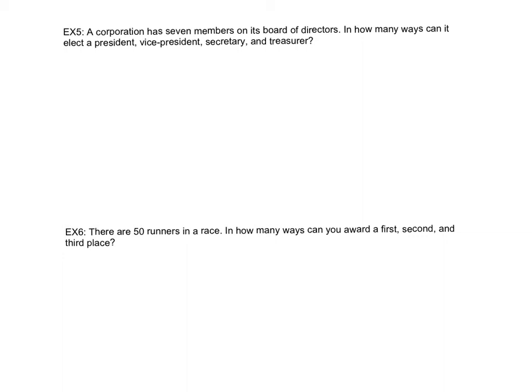But here, I have 7 total members, so n is 7. And I'm choosing a president, vice president, secretary, and treasurer. So there's 4 positions, so my r is 4. And then I would use a permutation formula. It's always n first, so it's 7P4. If you're putting this in your calculator, you should have already gotten 840.